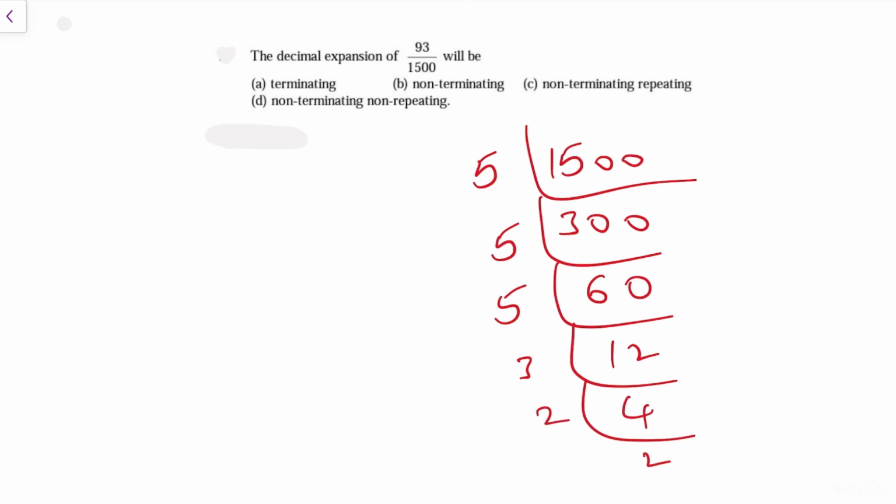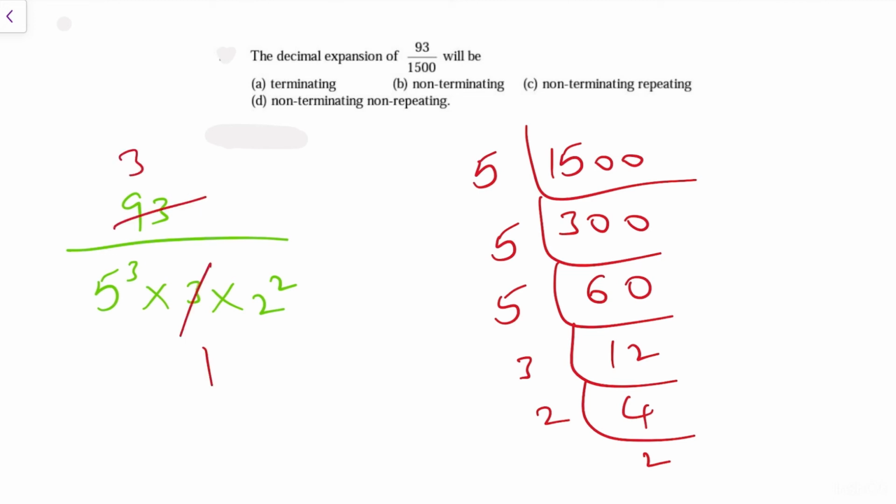So the numerator 93 divided by the denominator can be written as 5 cube into 3 into 2 square. Now before going to the conclusion, we need to check whether any simplification is possible or not. Possible. 3 ones are 3, 31s. So now if we observe the denominator, here only 5 and 2 are there, so I can say that it is terminating, because the denominator is in the form of 2 power n into 5 power m.